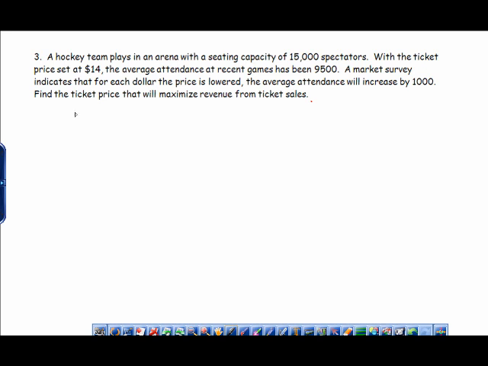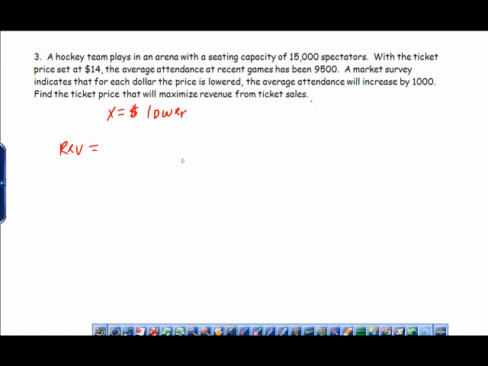So I could let X be the actual ticket price, but when I'm writing my equation for revenue, it's going to be much easier if I can write an expression of ticket price in terms of the number of dollars that I'm lowering. So if you think about it, it says for each dollar the price is lowered, the average attendance will increase by 1,000. So if I let X be the dollars that I'm lowering the price, my problem's going to work out pretty nice. Now, there are other ways to solve this problem. I think this is the most efficient way to solve it.